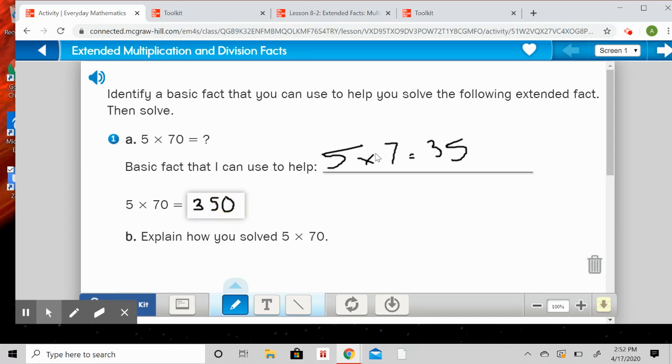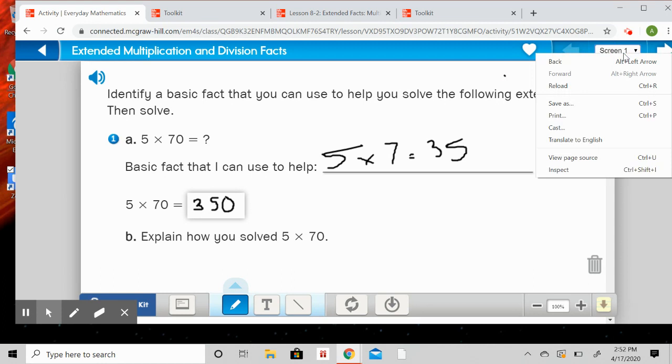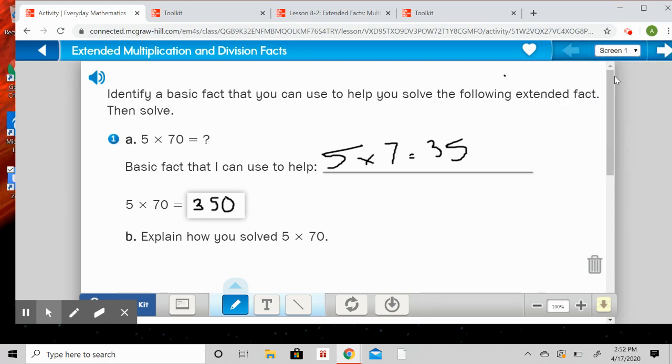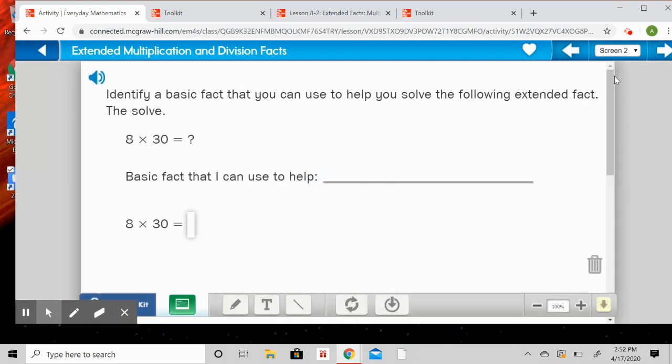I know 5 times 70 equals 350 because I know 5 times 7 is 35, and that is 10 times the amount. So 10 times 35 is 350. You can use that fact to help you. You are going to continue to solve these problems. You're going to go to the top where it says screen. You're going to solve screen 2.